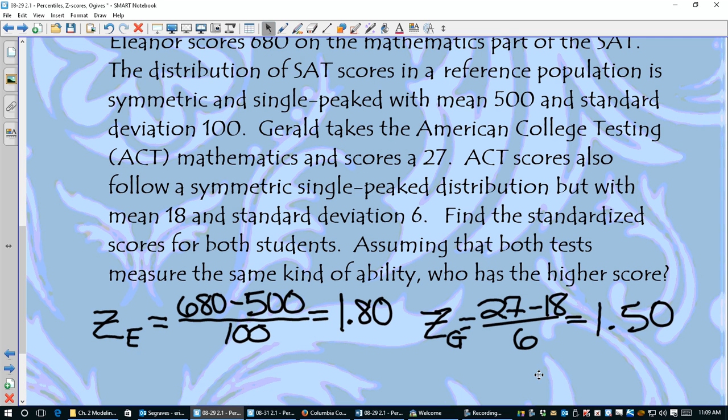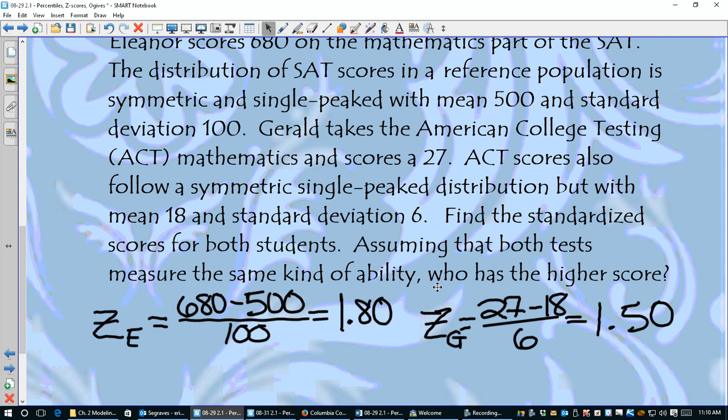So I calculated the z-score. First, the z-score for Eleanor: her score was 680. Subtract 500, the mean, divide by 100, the standard deviation, which gave her a z-score of 1.80. I calculate z-scores to 2 decimal places, and you round appropriately. It was 1.8, but I put the 0 there because z-scores need to be calculated to 2 decimal places. You'll find this out later, unless you recall it from before.